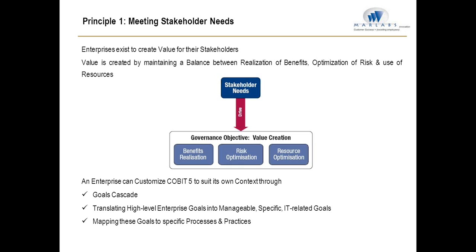Enterprise, we all know, basically exists to create value for our stakeholders. So value is created by maintaining a balance between the realization of benefits, the optimization of risk, basically in terms of anticipating, controlling or mitigating the risks, and of course the effective use of resources. So an enterprise can basically customize COBIT5 to suit its own context. Please keep in mind, COBIT5 is customizable based on a specific organization's specific needs. This customization is done through a method called the goals cascade method, translating these enterprise goals into very specific manageable IT-related goals, and mapping these goals to certain processes and practices. So this is an important aspect of meeting the stakeholder needs.